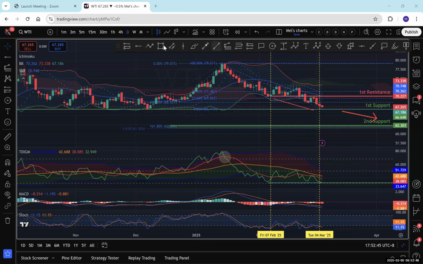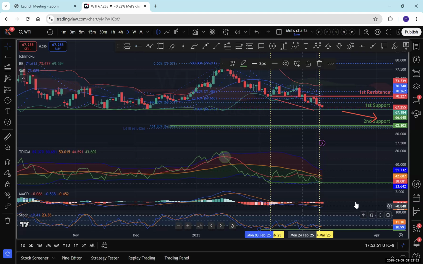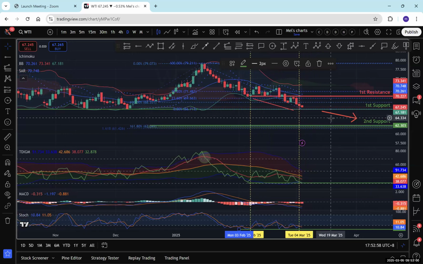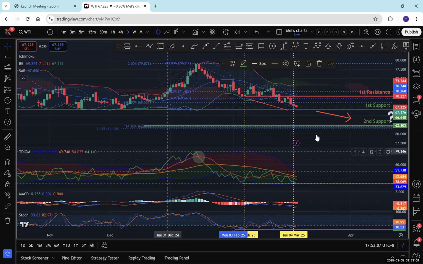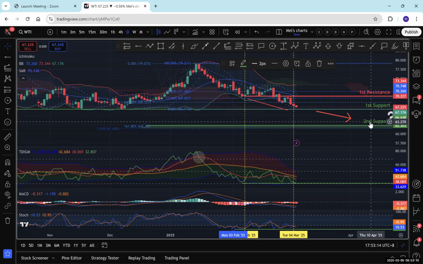Okay, and like what we saw on the TDI with stochastic, we are seeing this hidden support level as well. So we could see a bit of resistance at our first support, but ultimately, I think there should be enough downward pressure to push prices towards our second support. But if you want to be safe, you can wait for price to actually break out of that first support before going in for a sell towards that area.